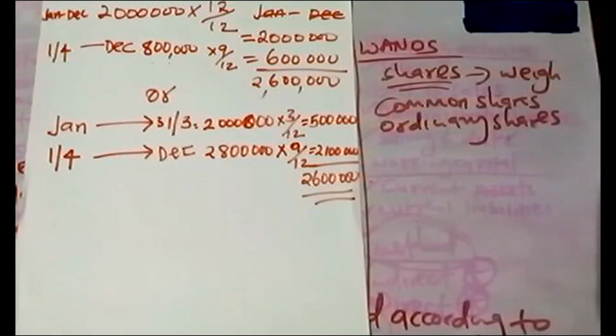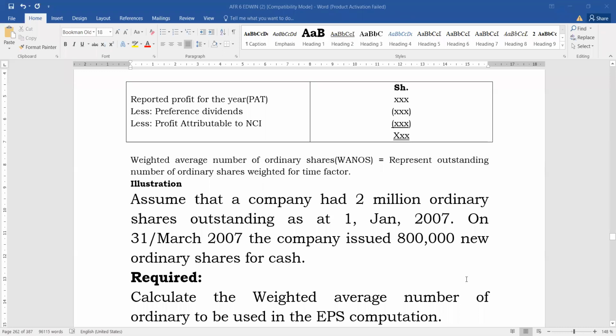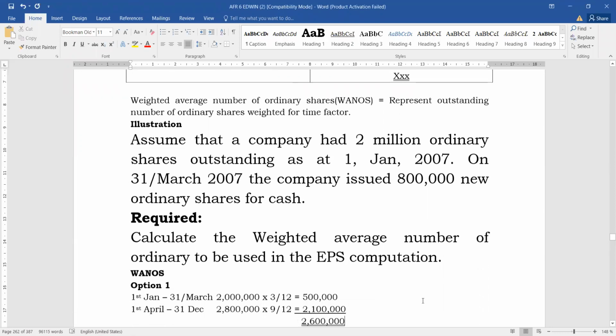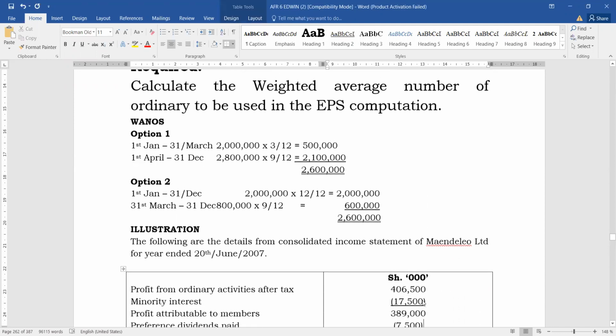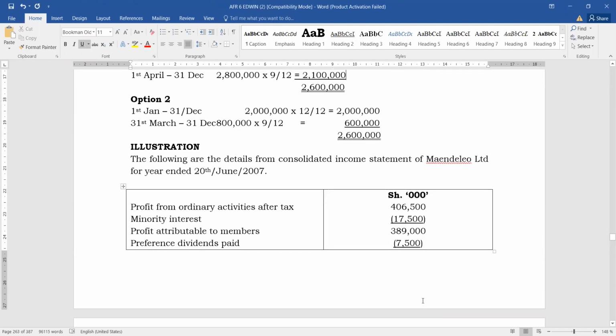So that is how you will be preparing. Now we are preparing towards doing a bigger question on the past paper. That is the point where we start. You can see that was the answer as provided there. Then there is another illustration whereby they say, the following are the details from the consolidated income statement of Maendeleo Limited. They could have used even Machoka Limited. For the year ended 30th June 2007.